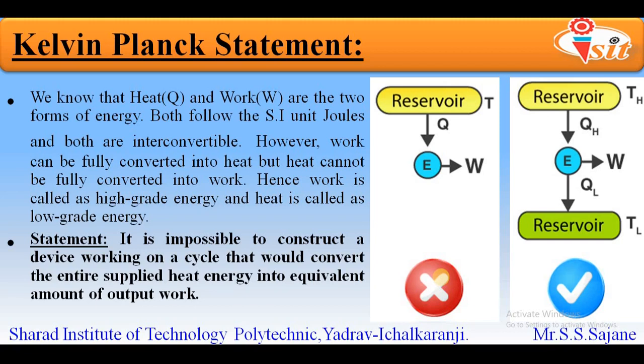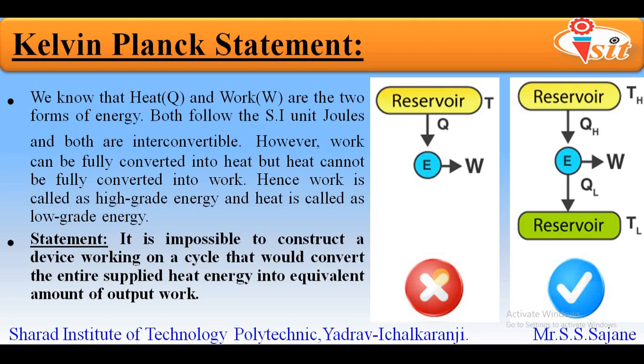So we have diagrams here. In the first diagram, it is shown that E is nothing but the heat engine, and we can see that from the reservoir there is some input heat going to the engine. So heat energy is supplied from the reservoir to the engine, and the engine is converting this heat energy into an equivalent amount of output work. Practically this is not possible. According to the Kelvin-Planck statement, such a type of engine or device is not possible.